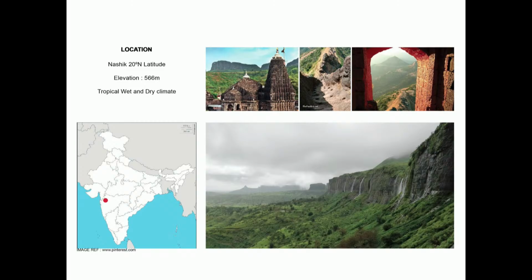Nasik is located at 20 degrees latitude, and it has a good elevation of 566 meters. It is surrounded by high altitude valleys, which create a good comfort climate for the city.